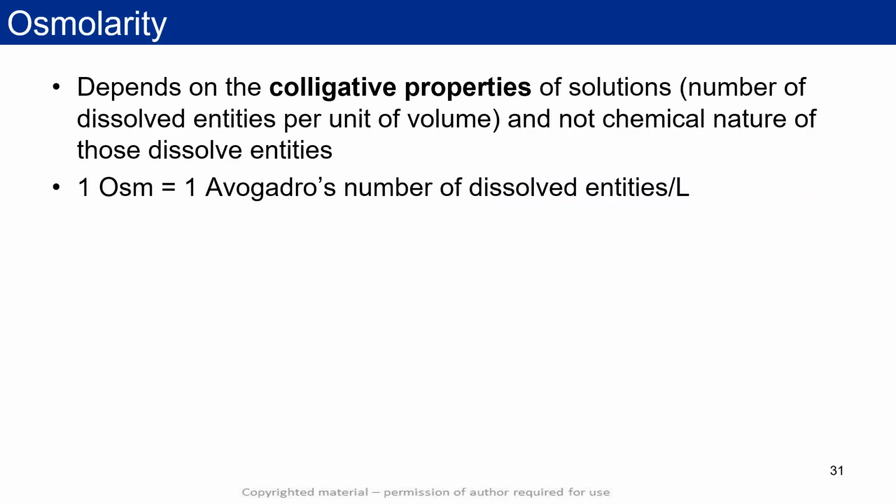Osmolarity depends on the colligative properties of solutions, or the number of dissolved entities per unit of volume, and not the chemical nature per se of the dissolved entities. You can think of it as a ratio of solute to solvent molecules. 1 osmol equals 1 Avogadro's number of dissolved entities per liter, or 6.02 times 10 to the 23rd molecules or atoms per liter.